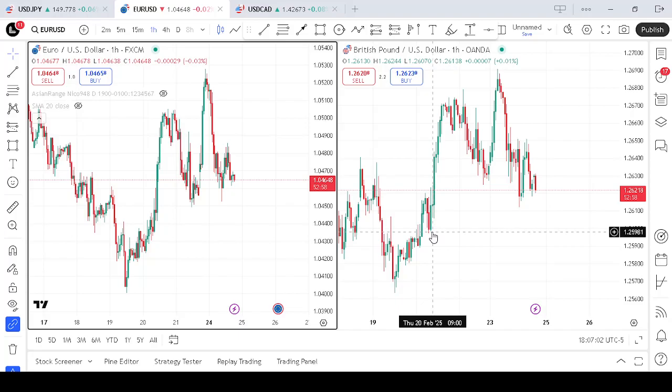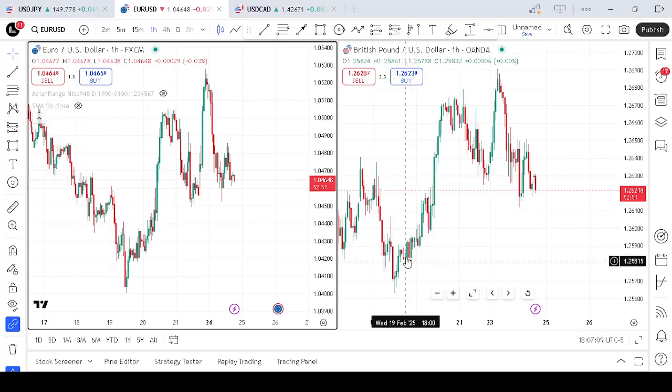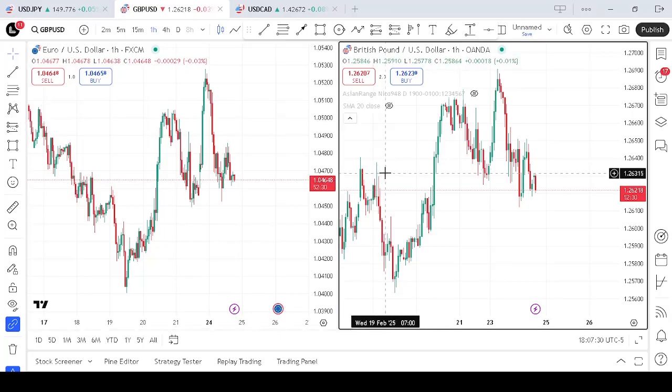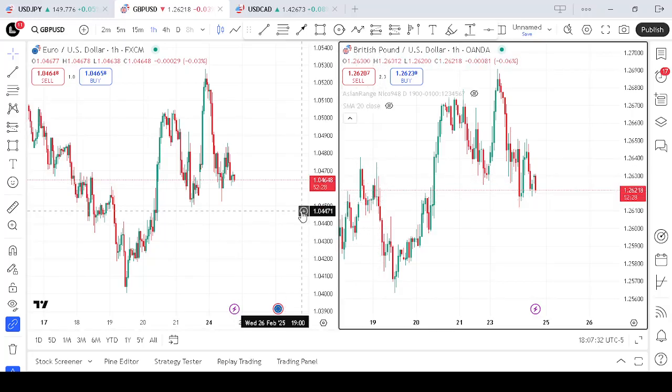Now let's start by understanding correlation basics. When you trade forex, you are dealing with pairs that have hidden relationships. Think of currency pairs as dance partners. Some move in perfect harmony while others step on each other's toes. This relationship between pairs is what we call correlation. Currency correlation measures how pairs move in relation to each other.